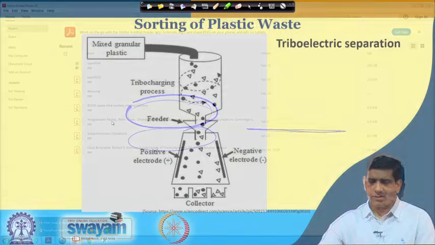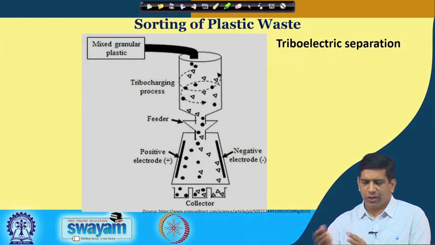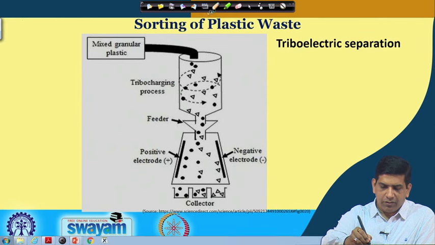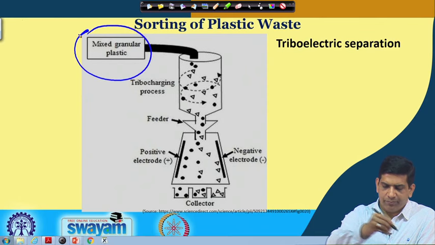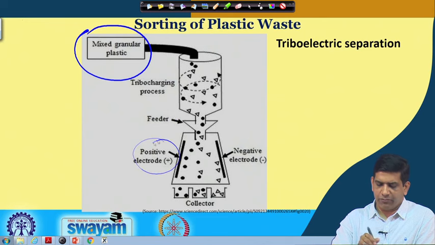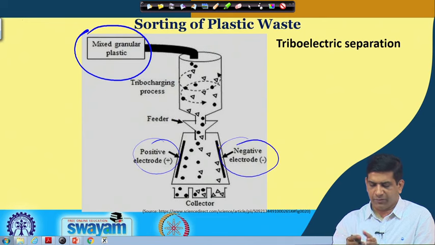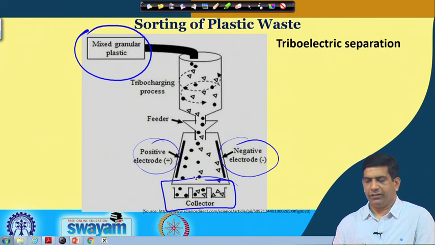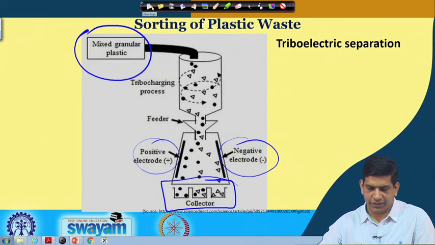Then around 2.8 you will find them in the middle, then anything greater than 2.8 you see them showing up at the bottom. And you can also use triboelectric separation, where you put this mixed granular plastic from the top, this triboelectric charging process puts the charge, and then based on the positive electrode and the negative electrode, different types of plastic get attracted to different charges, and then you have the waste separated out by different types based on the charge.